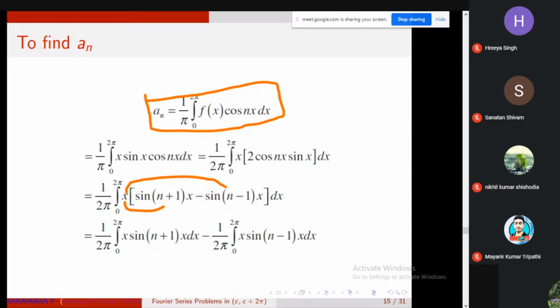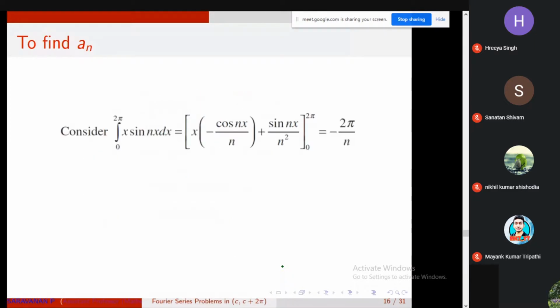Since the limits are the same, and since the function also takes the same form, x into sin nx, with the only difference being n plus 1 here and n minus 1 here, in the next step we consider x into sin nx. Just consider this x into sin nx, integrate and get the answer. Finally, in the previous integral, instead of n, you replace n plus 1, and instead of n, you replace n minus 1. That's very simple. Write the first function: you take the first function as x, and take the second function as sin nx.